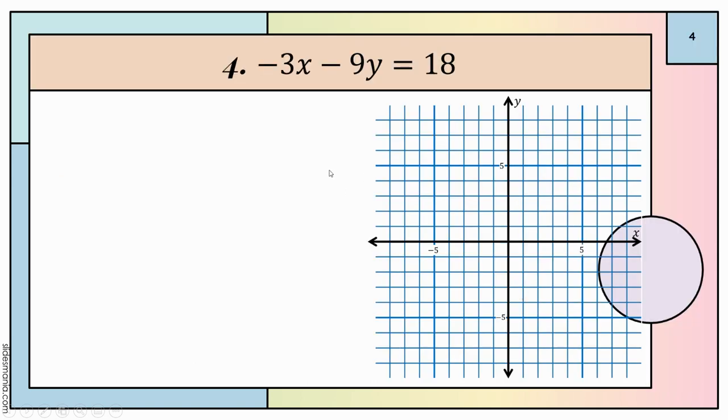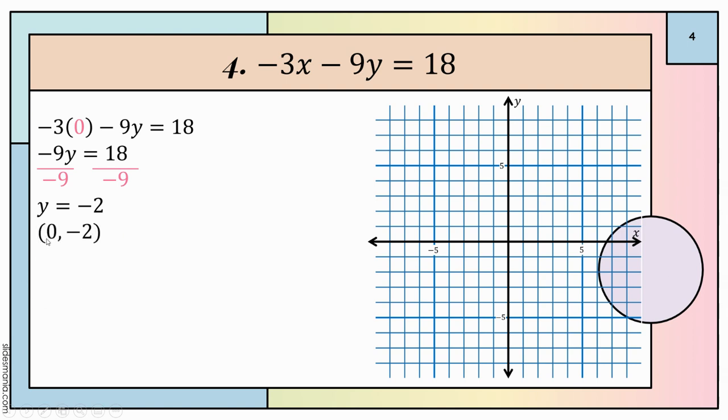For example 4, we're going to put 0 in for x. Negative 3 times 0 is 0. So that leaves us with negative 9y equals 18. Divide both sides by negative 9, and we get y equals negative 2. So that was putting 0 in for x. We got negative 2 for y. We want to make sure we write that as a coordinate, (x, y). I'm going to come over here and plot (0, -2).